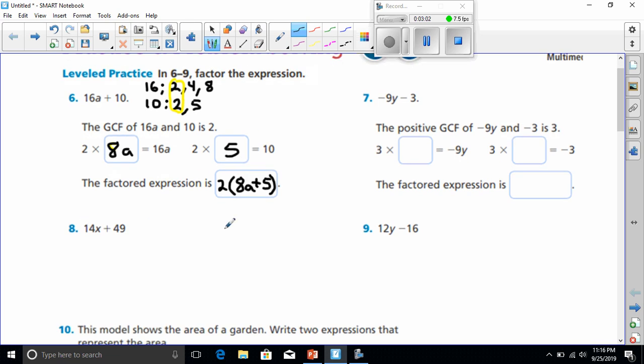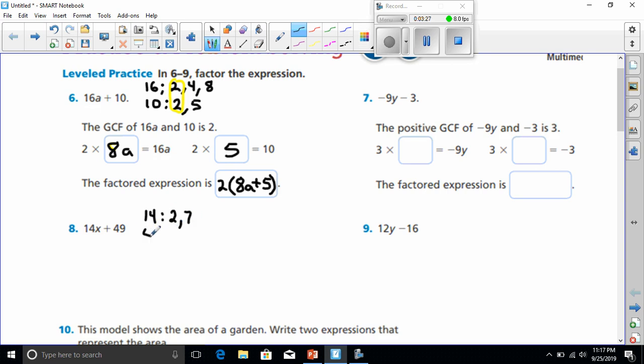I'm going to go ahead and do number 8. So let's see, what is the greatest common factor of 14 and 49? Well, I know 14 has 2 in it. It also has, well, 3 isn't in it, 4 isn't in it, 5 is not in it, 6 is not in it, at least 7, because 2 times 7. And those are the only 2 numbers, really.